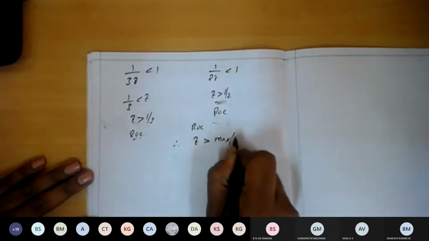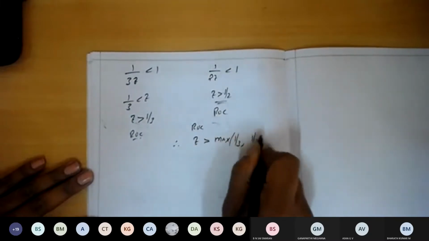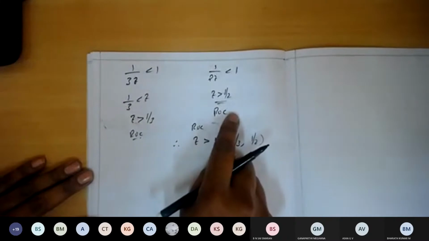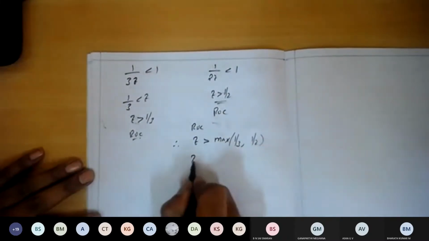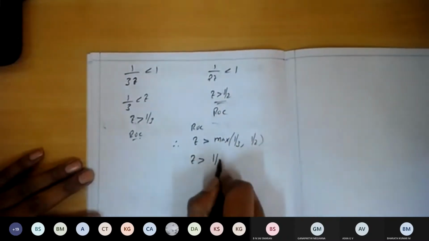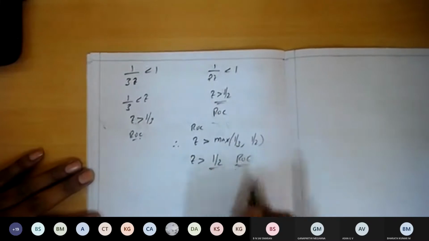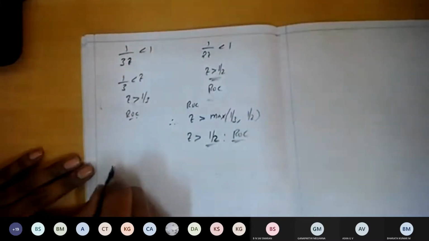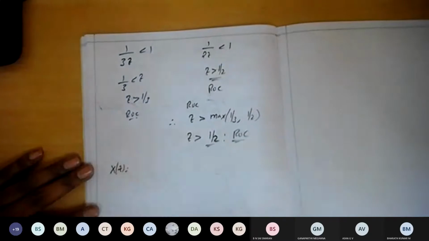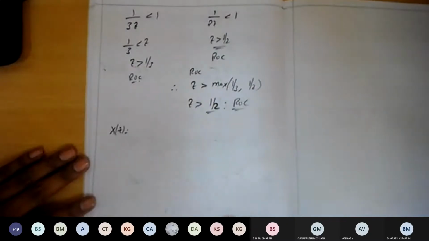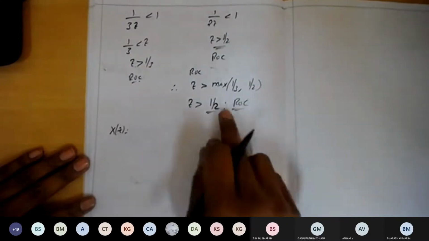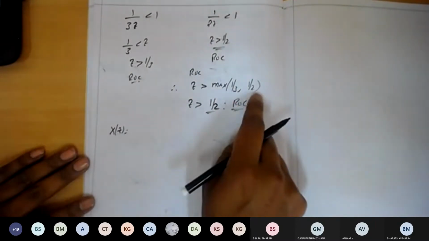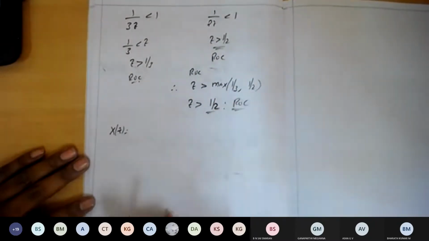The maximum of 1/3 and 1/2 will be taken here, because both are positive sided ROCs. That's why we're going to take it like this. So z greater than 1/2 will be considered as the ROC here. Now let us simplify the X of z here. You got it now? Whenever both are positive sided sequences, we are going to consider the maximum as the ROC.